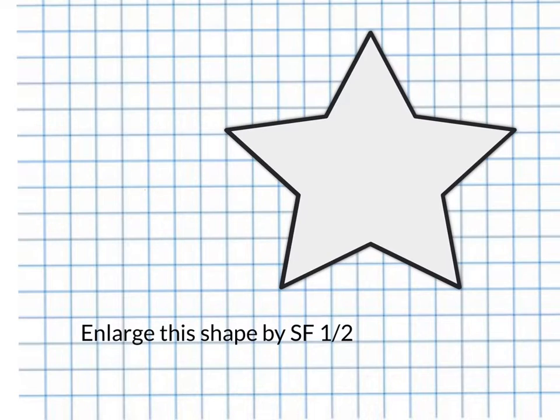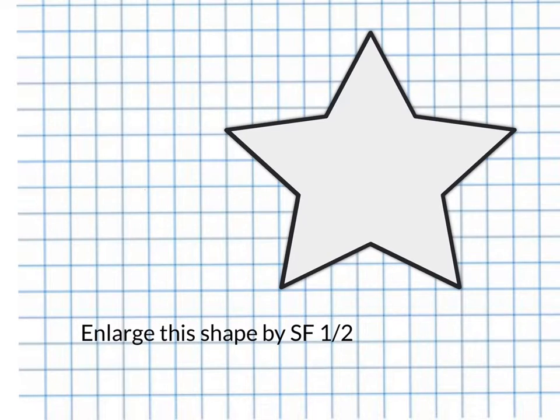Final little snippet that we'll show you today, and then we'll get on to some questions, is enlarge this shape by SF, which is scale factor 1/2. So a fractional enlargement means that the shape is actually becoming smaller, and the dimensions that you're timing by will be multiplied by 1/2, or whatever fraction you are using. So when you're multiplying by 1/2, you always multiply the numerator first by the number, and then divide it by the denominator. So in this instance, we've got ourselves a star.